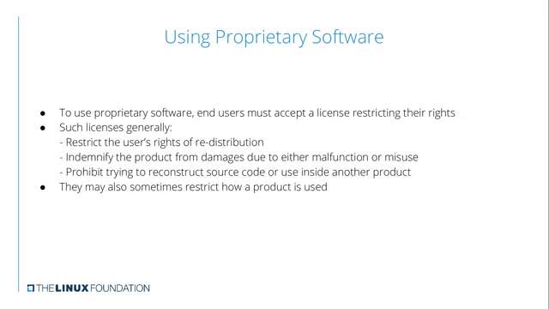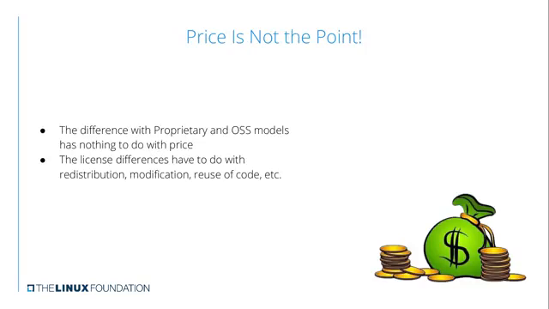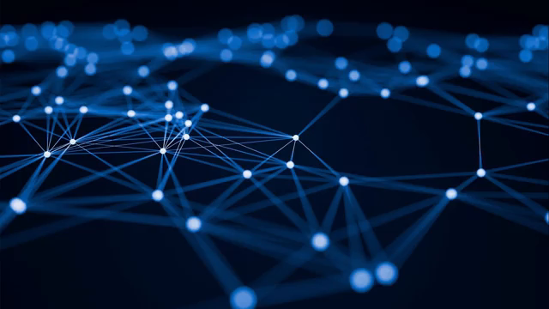Note that even open source software has license restrictions, but it's the nature of the restrictions that's different. Price is not the point. Proprietary software may be cheaper in terms of total cost of ownership than using open source software, but with open source software, the license permits you to redistribute, modify, reuse the code, adapt it to your needs, etc., according to what kind of license you adopt and how your company uses it.